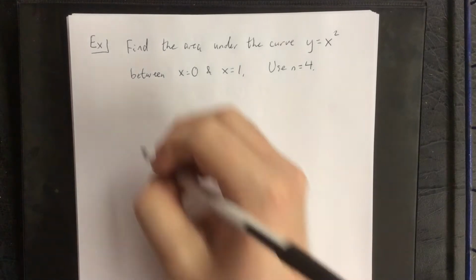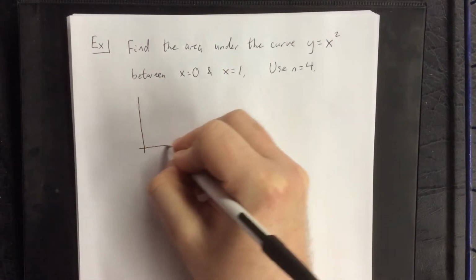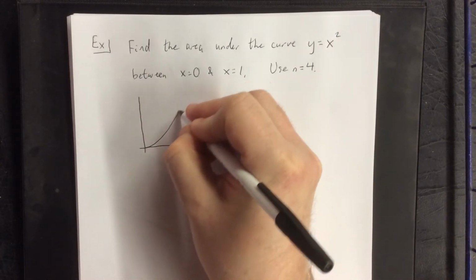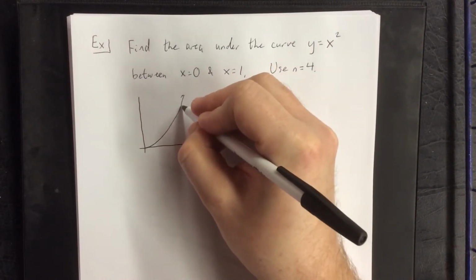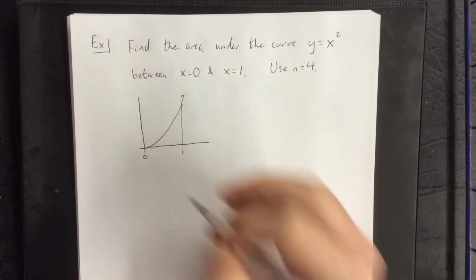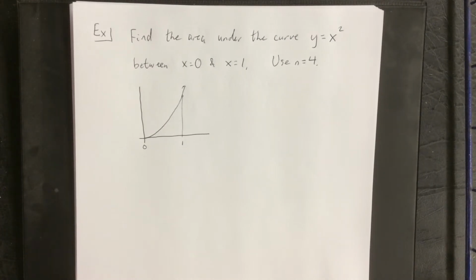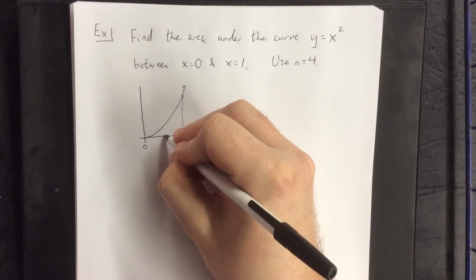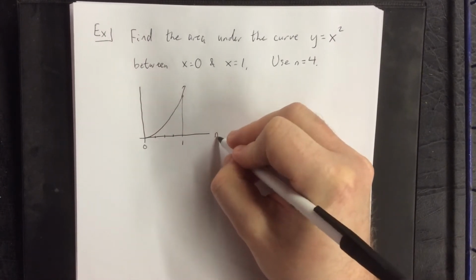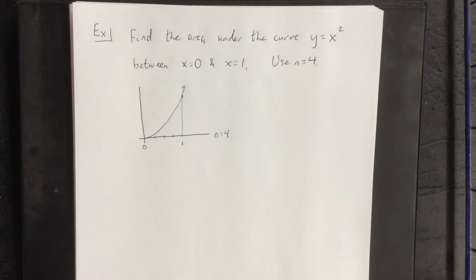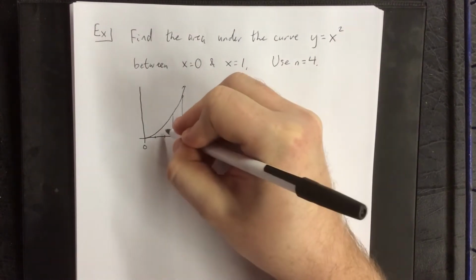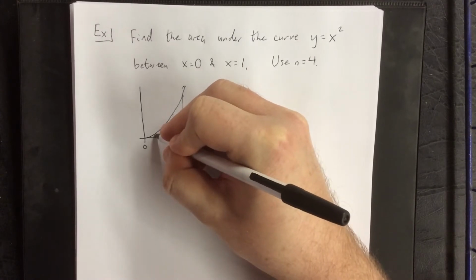Now to give you an idea of what this is going to look like, we need the graph of y equals x squared. Looks like a parabola opening in the upward direction. We'll say that this point right here represents x equals 1, and here's x equals 0. So what we do is we break up our given interval from 0 to 1 into a total of n equals 4 subintervals. And we'll also bring in some heights so that we can see how tall these rectangles are going to be.